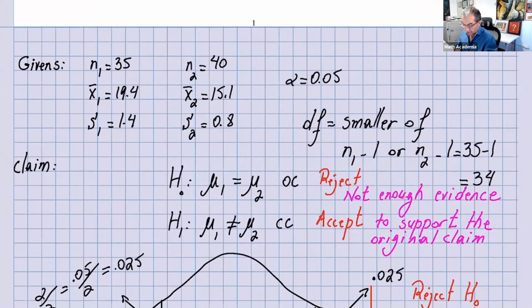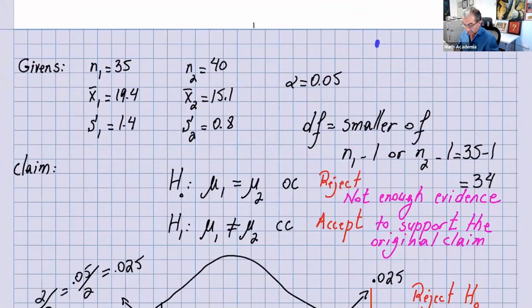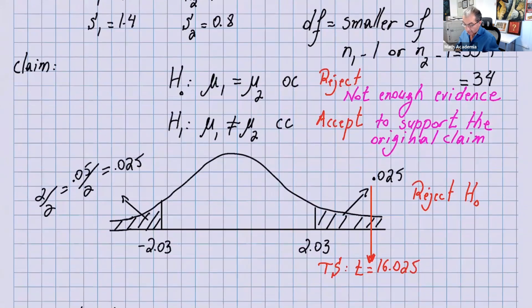The claim, H0: mu1 equals mu2, because the problem said that they have equal means, and that's our original claim. And H1: mu1 is not equal to mu2.